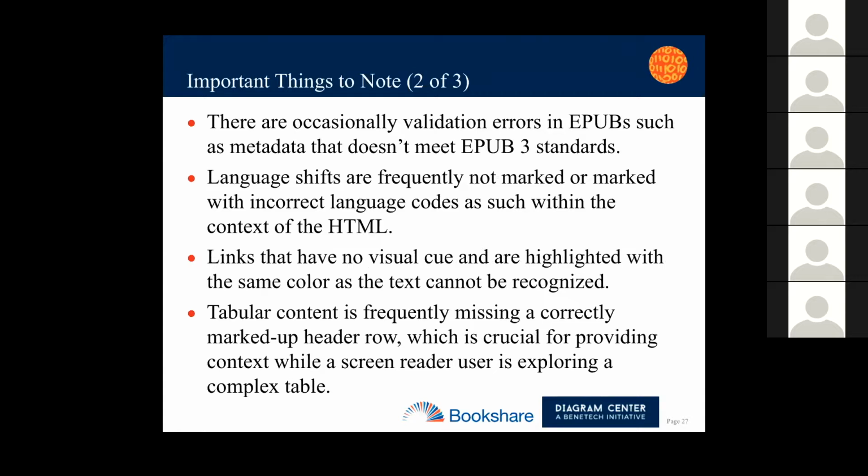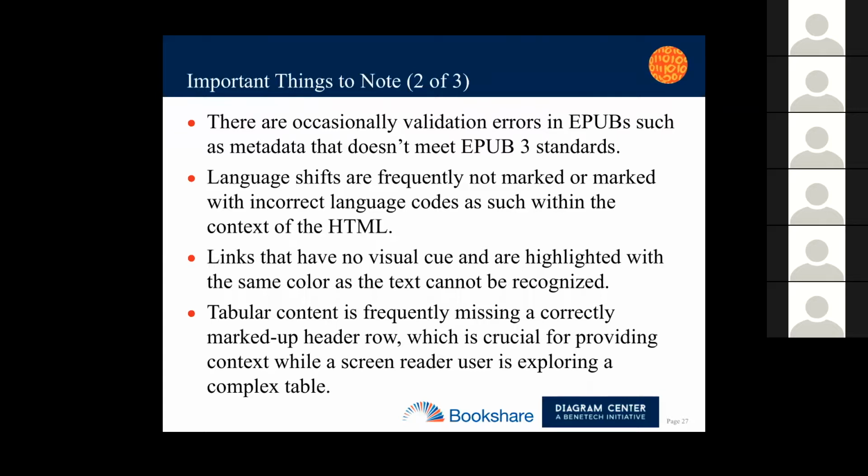There are occasional validation errors in EPUBs. Metadata doesn't meet the correct standard. Use EPUBCheck. This is easy to make sure that you have a valid EPUB. Language shifts are often not there. So if you're switching languages in your EPUB, they're not marked up, or using the wrong language code. So even if you tried to do it, make sure you use the right code so that the screen reader knows what language to switch to.